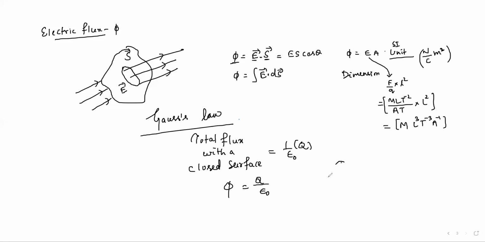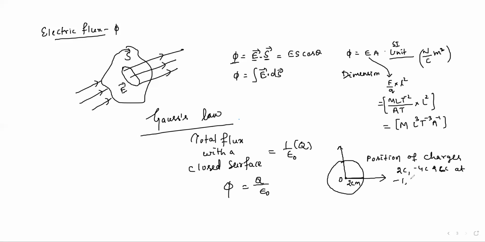Giving a simple example, this is a circle of radius 2 centimeter and the center is at the origin, and positions of charges are given. 2 Coulomb, -4 Coulomb and 6 Coulomb at (-1, 0), (-1, 1) and (3, 0). What is the total flux?